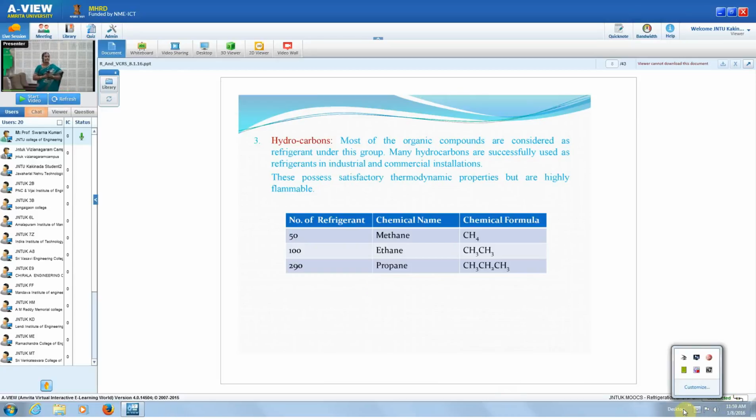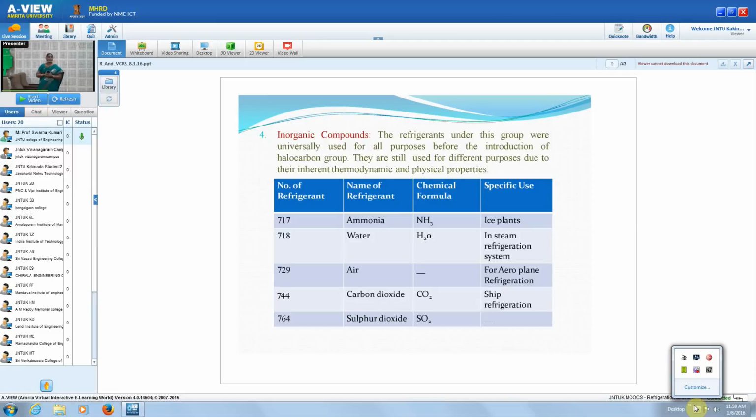CH3 is designated by 290, the same nomenclature. Inorganic compounds are designated by the 7 series, whereas the next 2 digits represent the molecular weight of that refrigerant.